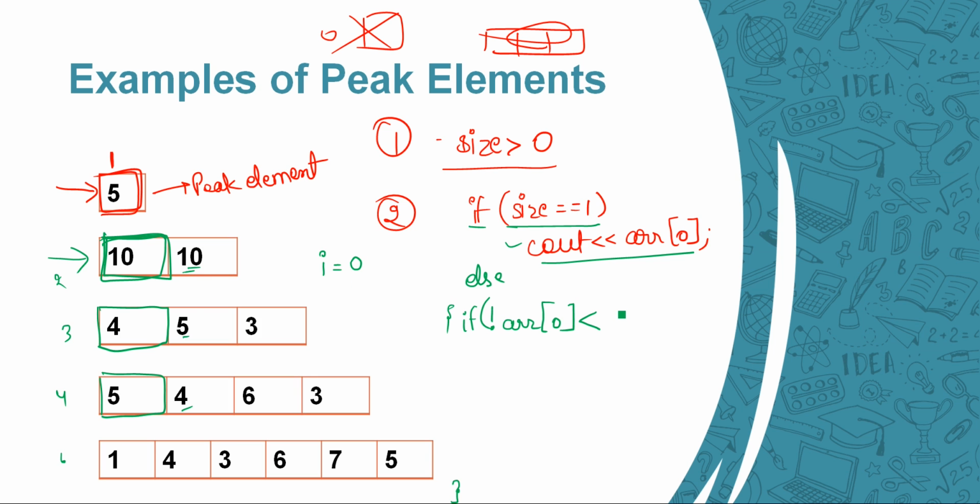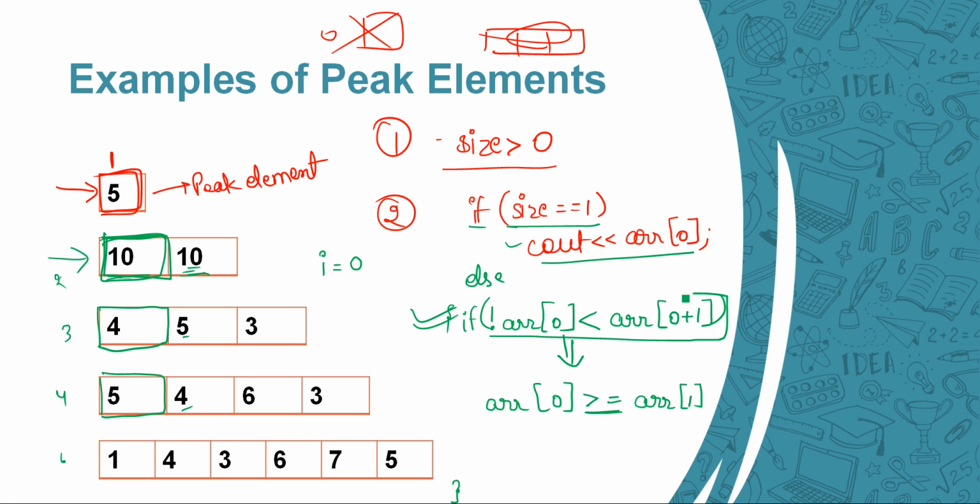It should not be smaller than its neighbor. So 0 plus 1, and this condition can also be written as arr[i] should be greater than or equal to arr[i+1]. So we need to apply here greater than or equal to. So we will go with this one. It should not be smaller than its neighbor. If this condition is satisfied, in this case we need to print cout and the element itself, right?